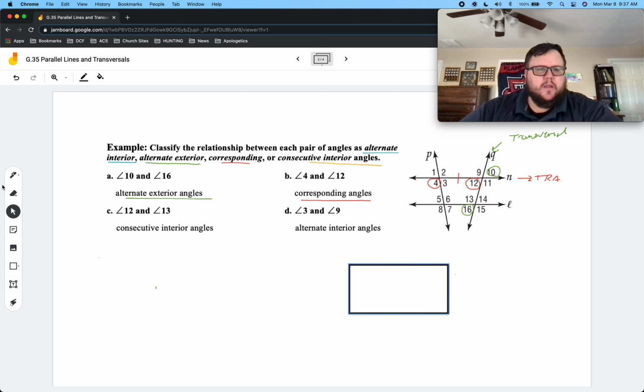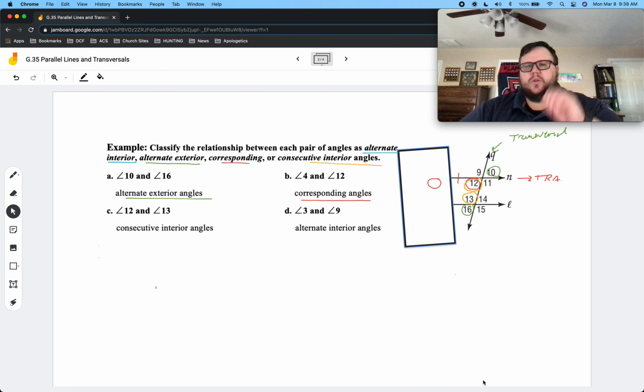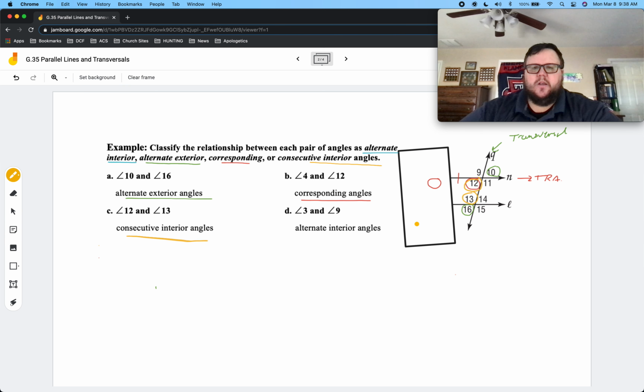Alright. Let's see. Consecutive interior. We did that in orange. So consecutive interior, and we're saying 12 and 13. So that would mean that we're not looking at the left one now. That one's gone. So 12 and 13. And we notice that they are both on the interior and they're both on the same side. So same side interior meaning consecutive interior angles. So 12 and 13 are consecutive interior angles.